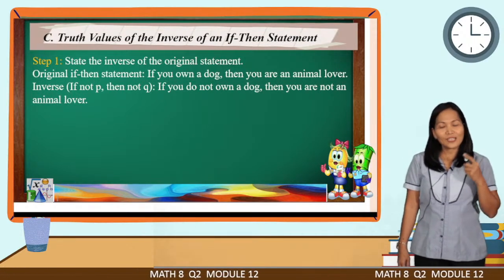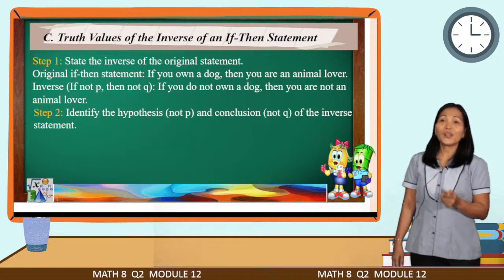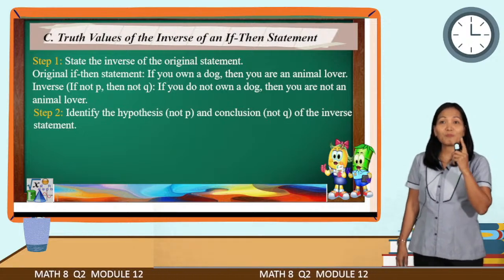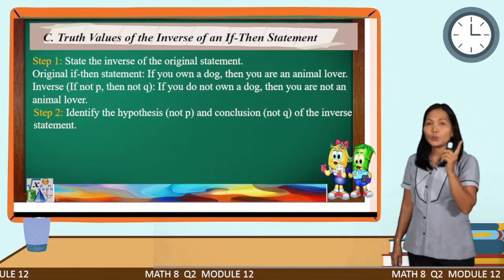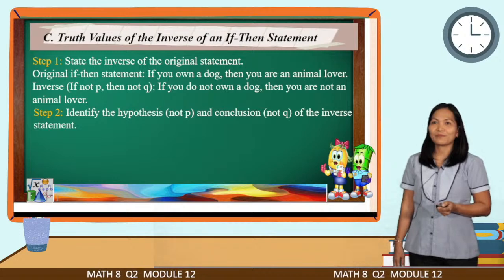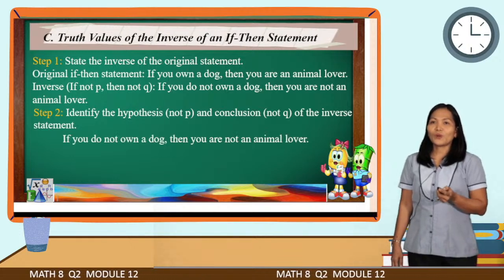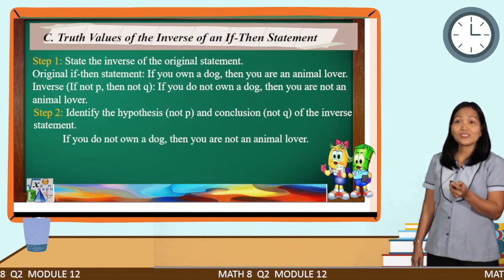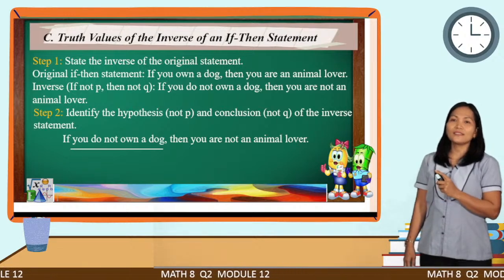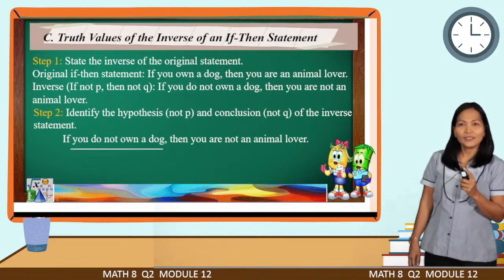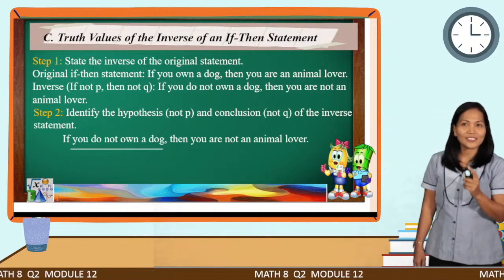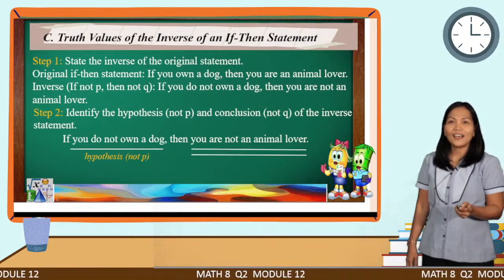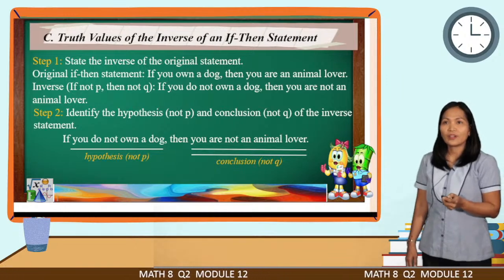Again, what is our step 2? Yes, you're correct. Let us identify the hypothesis, not P, and conclusion, not Q, of the inverse statement. So, for this one, what is our hypothesis? You do not own a dog. And our conclusion? Yes, you're right. You are not an animal lover.